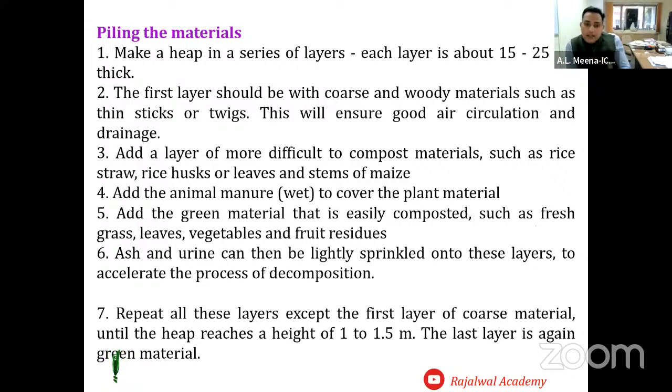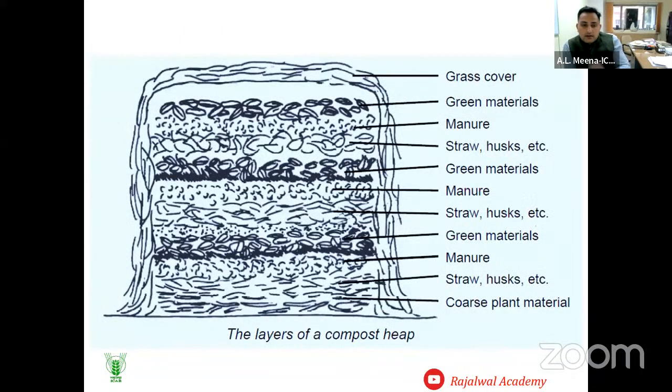Then after these plant materials, use animal manures to cover the plant material. And then add the green material that is easily composted, such as fresh grass, leaves, vegetables, and fruit residues. After that, ash or urine can be lightly sprinkled on these layers to accelerate the process of decomposition, and repeat all these layers. I mean, first layer of coarse material, then plant material, then animal manure, then green material, and then urine spray. Repeat these layers up to a height of 1 to 1.5 meters. This is the ideal size of your composting heap. You see, base, coarse material, plant material are used, then straw and husk, and they have repeated the materials up to the height of 1 to 1.5 meters.